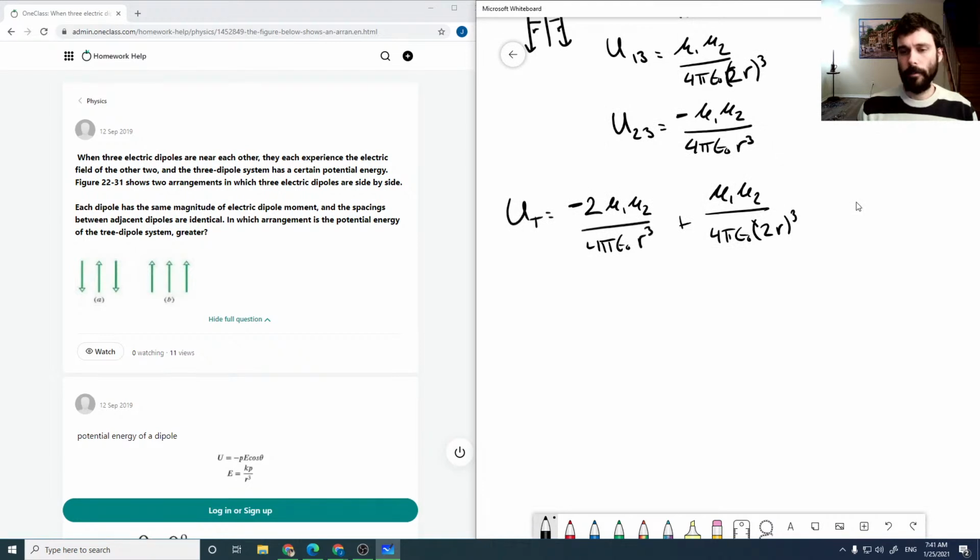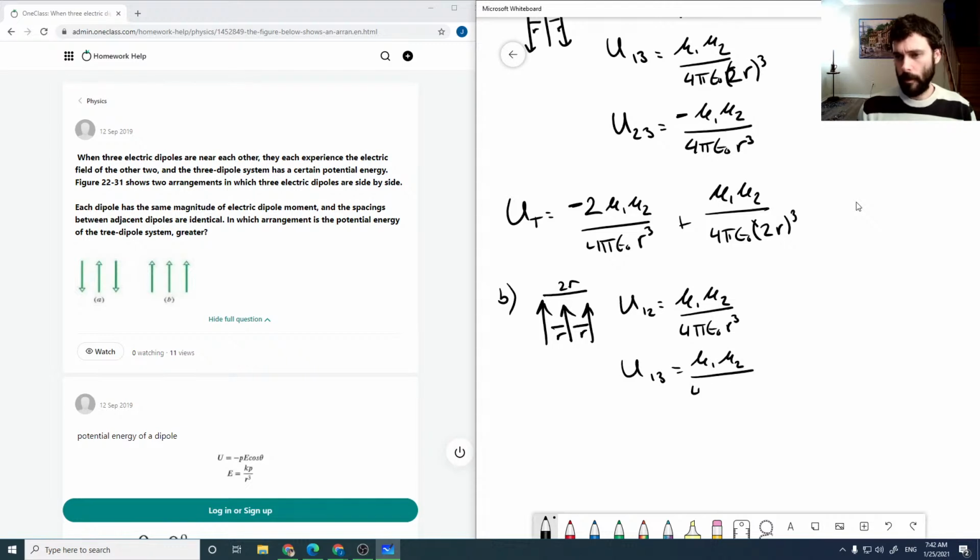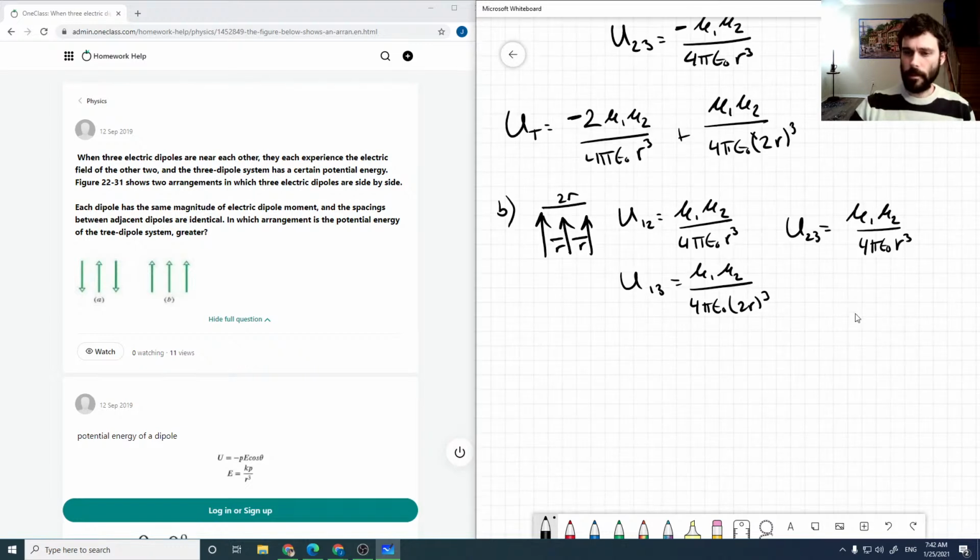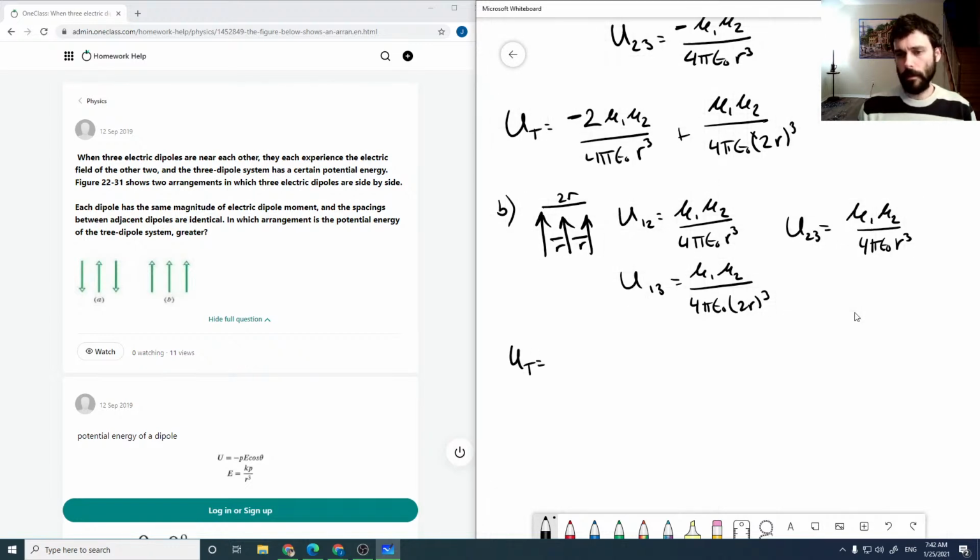Now if we look at the B configuration, where again we have R, R, and 2R, U12 would be mu1 mu2 over 4 pi epsilon naught r cubed, U13 and U23 would be similar to U12, and so then our total would be completely positive, and in fact would be pretty much the same except positive instead of negative for the first term.